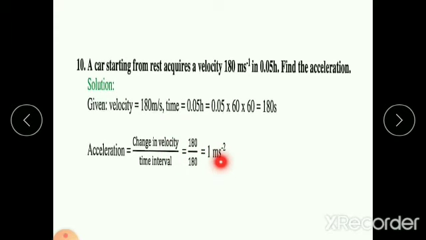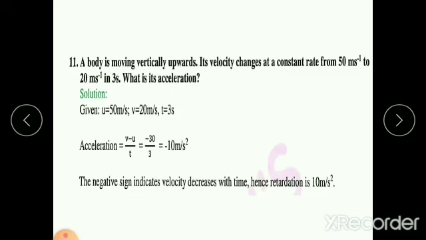So how is it meter per second square? You know that the SI unit of velocity is meter per second and time is second. So here you have meter per second and the time interval is in seconds. When you take this second to the numerator, you will get one more second, that is, meter per second square. So what is the SI unit of acceleration? It is meter per second square. Did you understand this problem? Okay, so we'll move on to the next one.